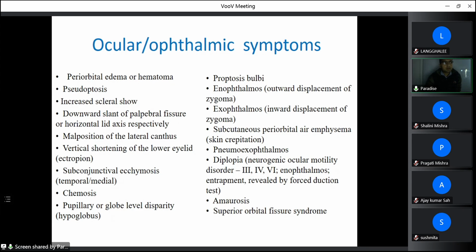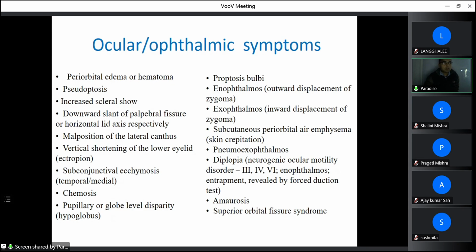If you see, the extraocular muscles are supplied by these third, fourth, and sixth nerves. There is a formula known as SO4 LR6 rest 3. That is, superior oblique is supplied by the fourth cranial nerve. LR6 means lateral rectus is supplied by the sixth cranial nerve. In rest 3, other extraocular muscles are supplied by the third cranial nerve.